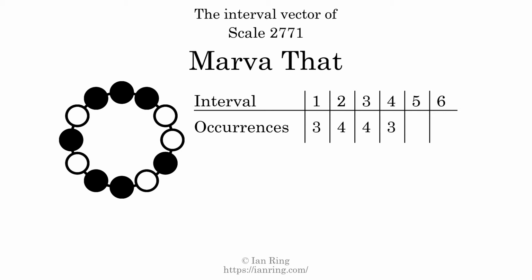There are 3 intervals with the size of 4 semitones. They are here, here, and here. There are 5 intervals with the size of 5 semitones. They are here, here, here, here, and here. There are 2 intervals with the size of 6 semitones. They are here, and here. Each interval does not appear in this scale a unique number of times, so this is not a deep scale.